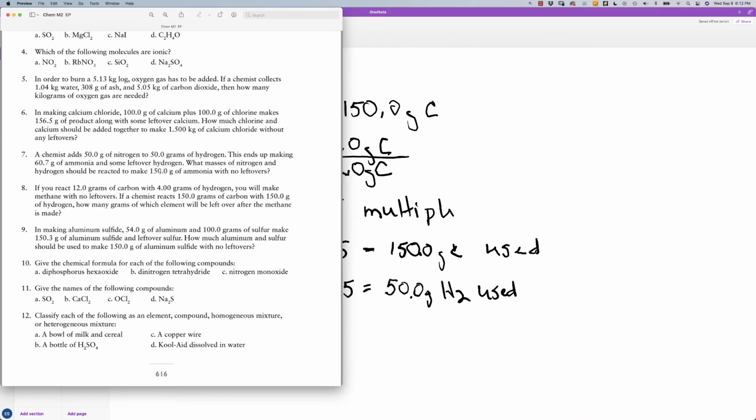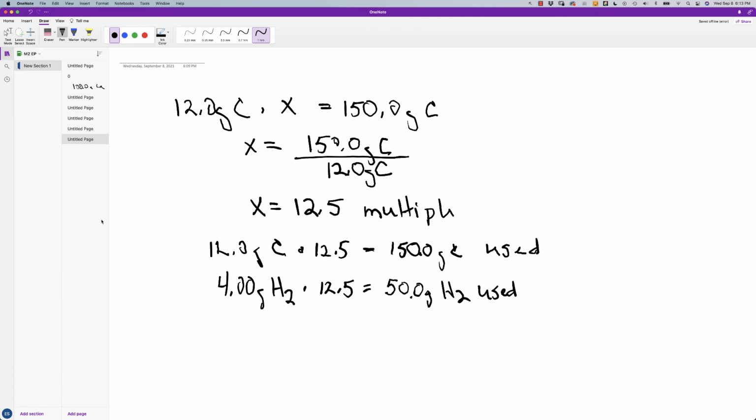Let's look at question 9. Question 9 says, in making aluminum sulfide, 54.0 grams of aluminum and 100.0 grams of sulfur make 150.3 grams of aluminum sulfide and leftover sulfur. So again, right away, we know we're using all of the aluminum and some of the sulfur. How much aluminum and sulfur should be used to make 150 grams of aluminum sulfide with no leftovers? Okay, this is just like we did with the other problems.